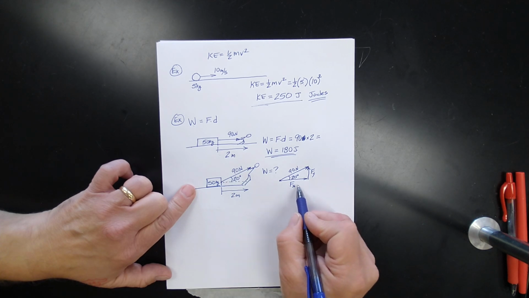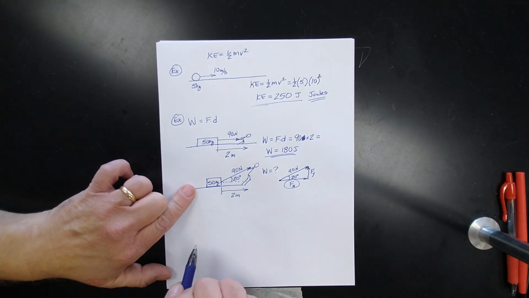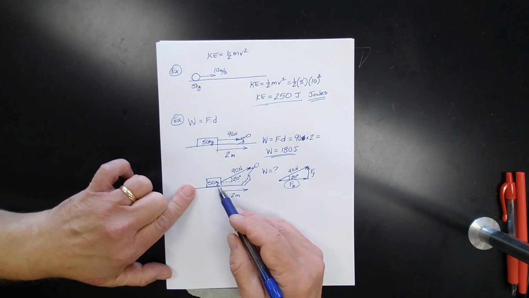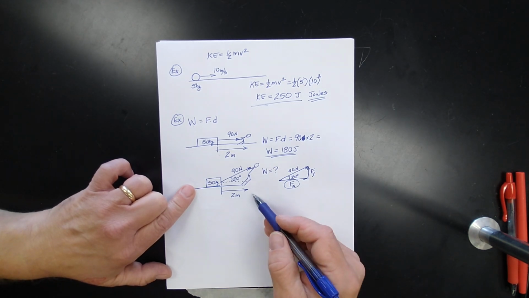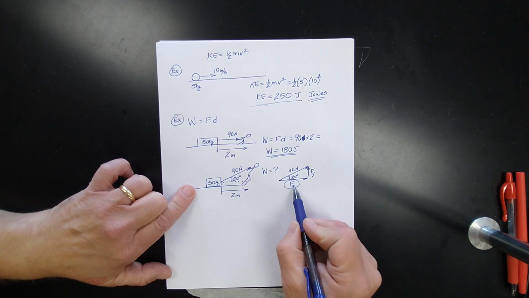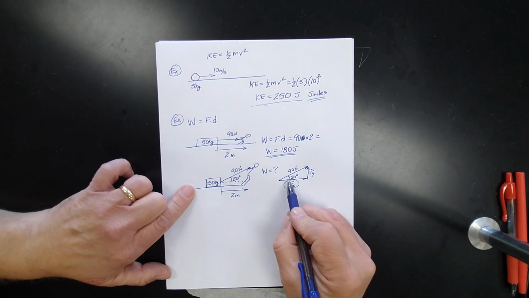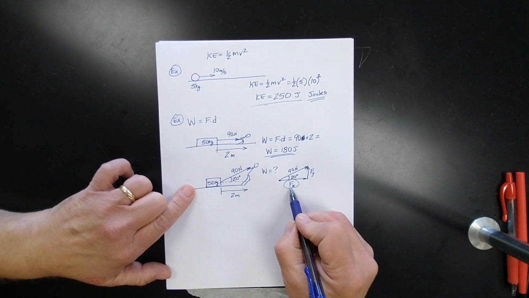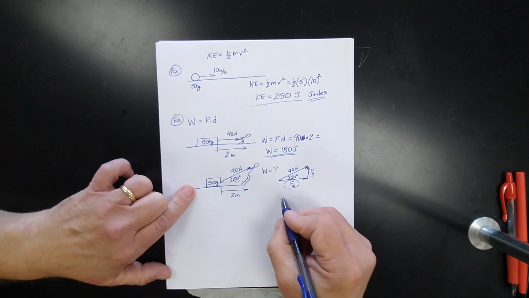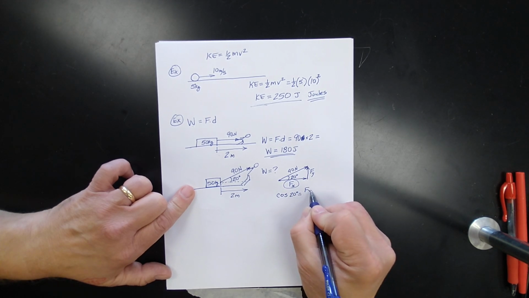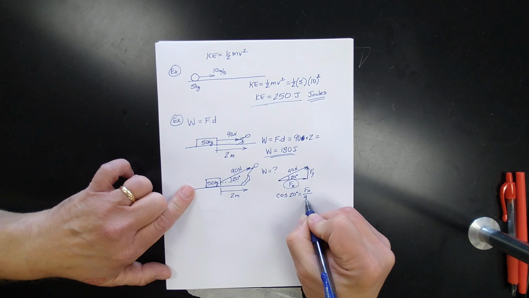It's going to be the Fx, right? Because you can pull up in the air all day, and the y direction is not going to make my 50 kilogram crate move forward 2 meters at all. It's just going to be this component. So if I had to find that component, we're working out of this 20-degree angle. This is the adjacent side. That's the hypotenuse. So that's going to be cosine. The cosine of 20 degrees is going to be the adjacent over the hypotenuse.